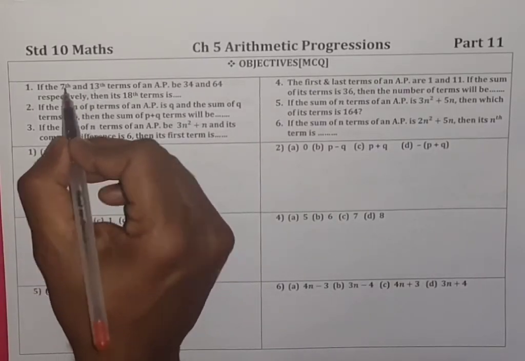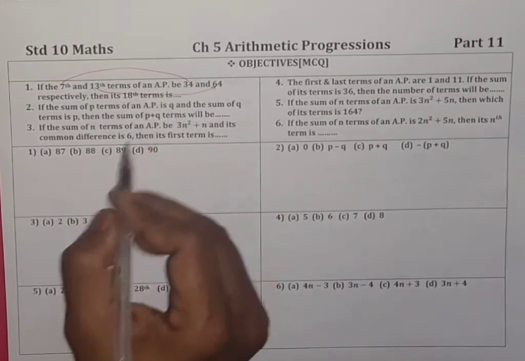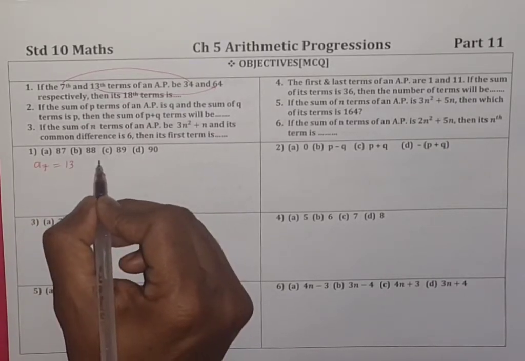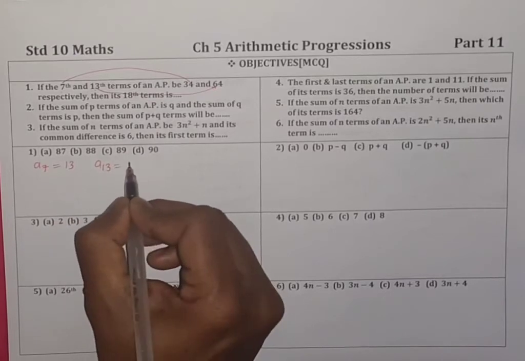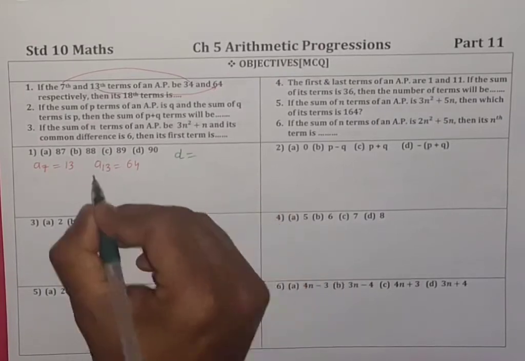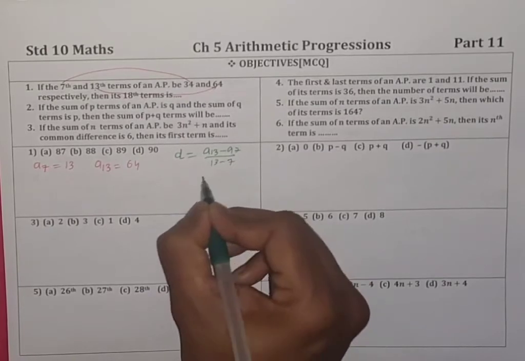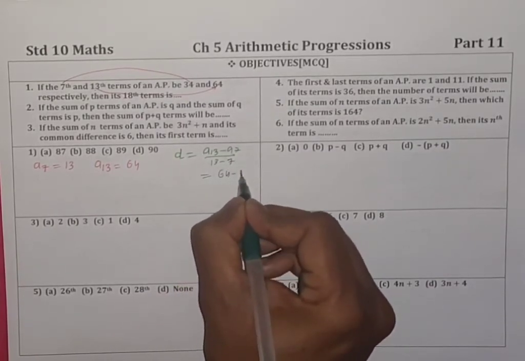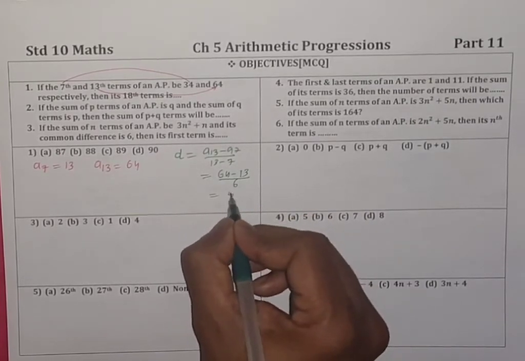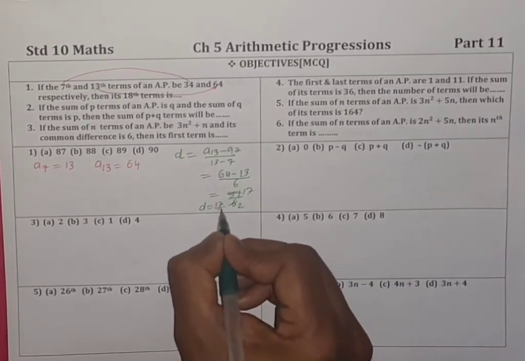The 7th term and 13th term of AP are 13 and 64. Find its 18th term. 7th term, that is A7, is 13 and 13th term A13 is 64. Then find the 18th term. Children, you can find D very easily. D is equal to A13 minus A7 upon 13 minus 7. A13 is 64, A7 is 13, upon 13 minus 7 is 6. So this is 51 upon 6. 3 2s are 6, 3 17s are 51. So D is 17 upon 2.